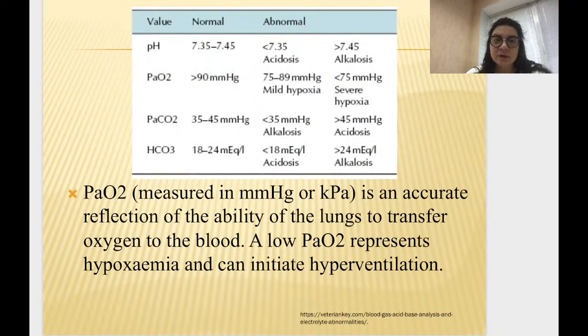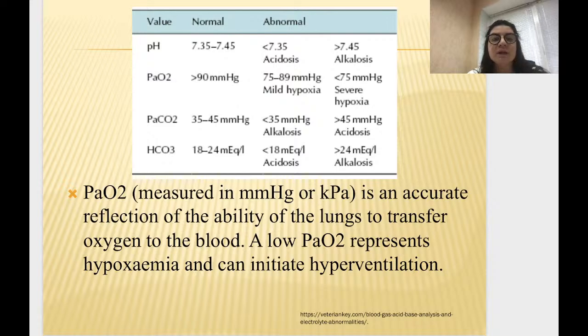Okay, and the values of arterial blood gases. Normal pH is from 7.35 to 7.45. Less than these numbers, it is acidosis. More than these numbers means alkalosis. Pressure of oxygen normally has to be more than 90 millimeters of mercury. From 75 to 89, it is mild hypoxia. Less than 75, severe hypoxia.